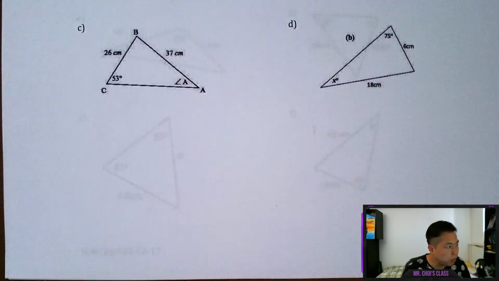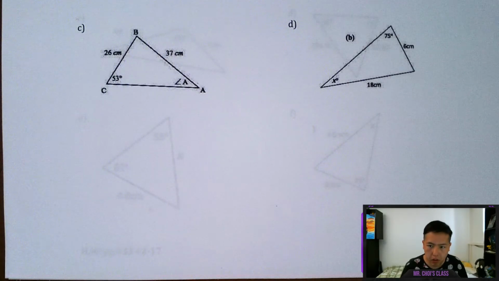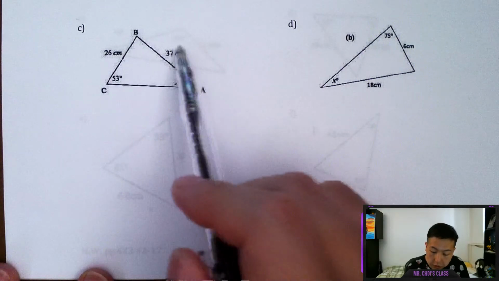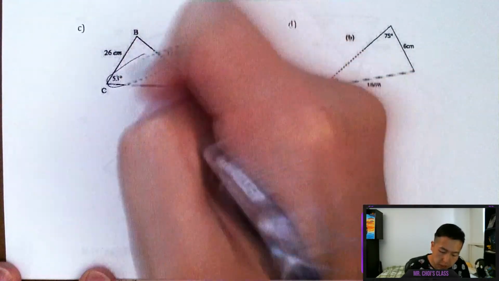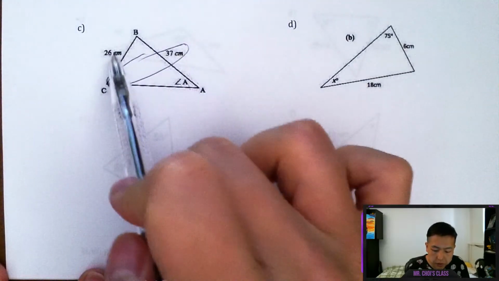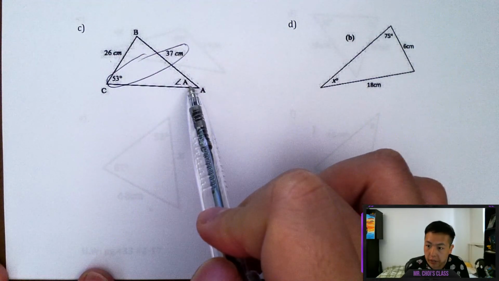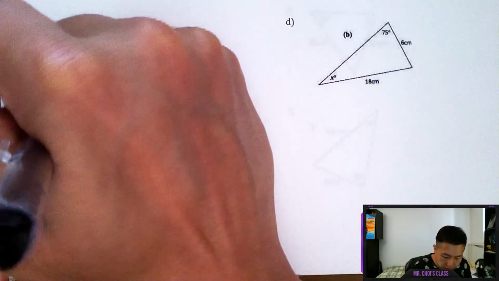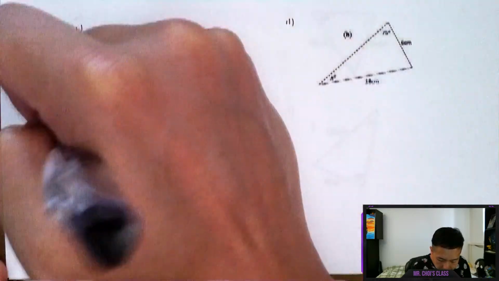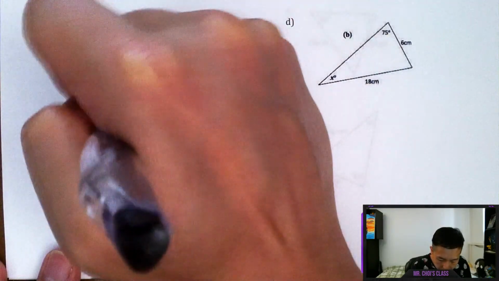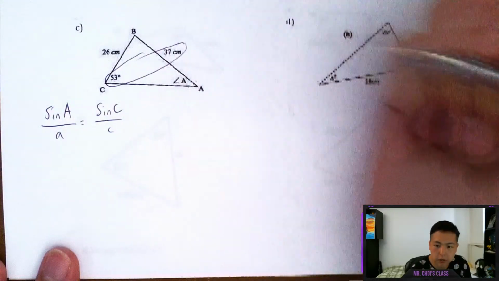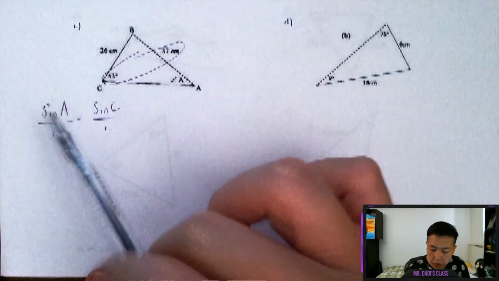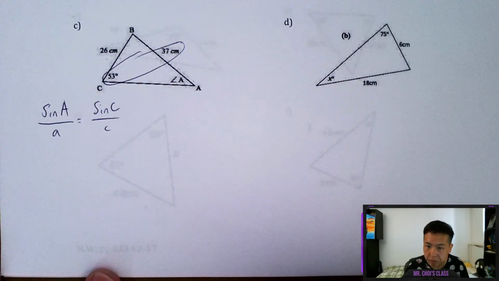So, example C. We're looking for angle A. We have angle C. We have its corresponding pair. We have that matching pair here, so we're good. We have the side matching with angle A, so we're good there too. So since we're solving for an angle now, we're going to put sine A on top. And for us, it's sine C over c. Okay, so we're going to use two of the fractions, but since we're solving for an angle now, we're going to put A on top.